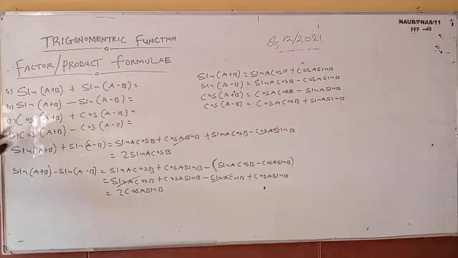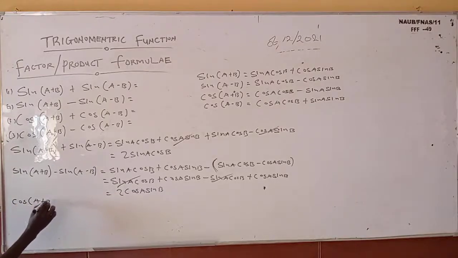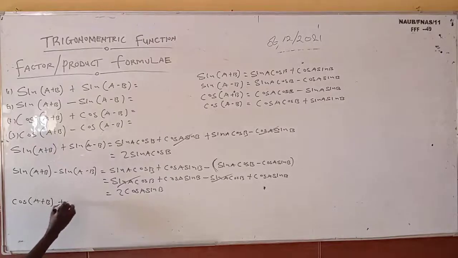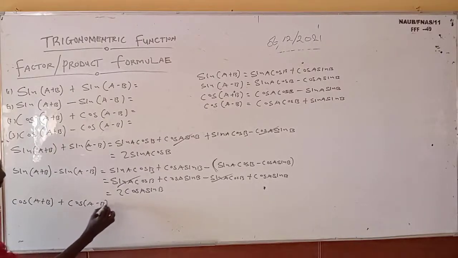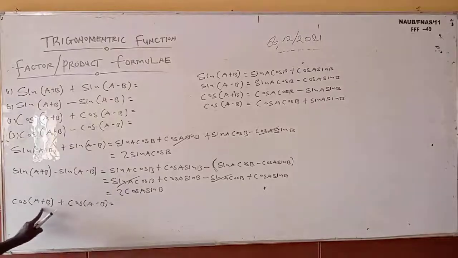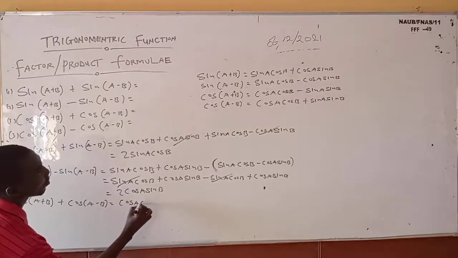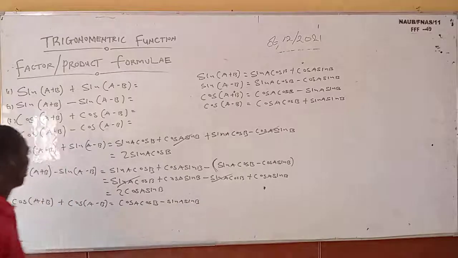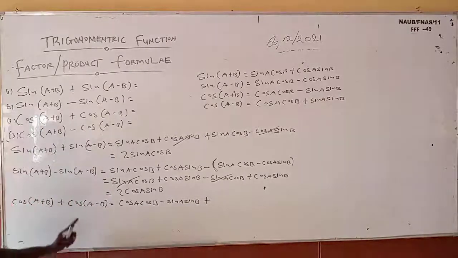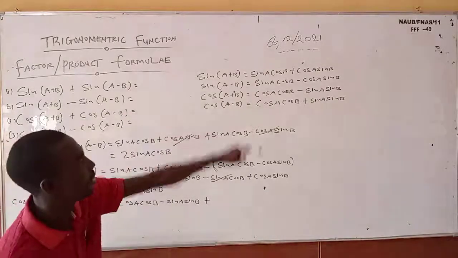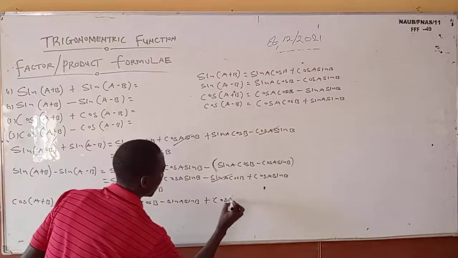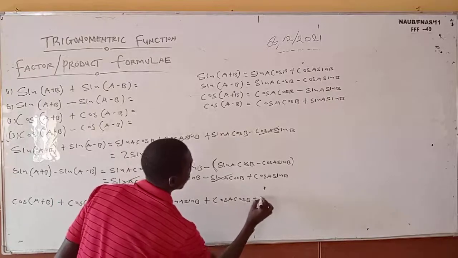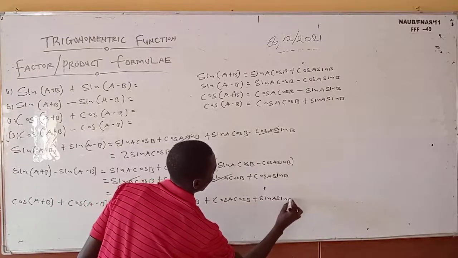So the next one is what? Cos A plus B plus cos A minus B. Cos A plus B is there, which is what? Cos A cos B minus sine A sine B, plus cos A minus B. Look at it, cos A minus B is there, which is what? Cos A cos B plus sine A sine B.